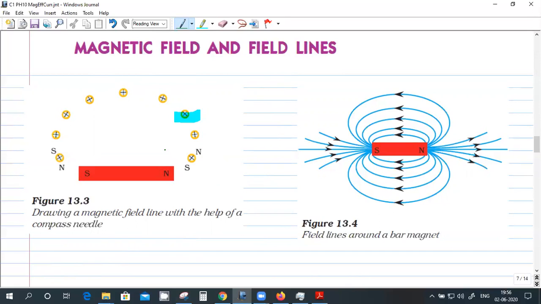Suppose the magnetic needle is like this. This is the North Pole. So when it is here, it will be like this. At this point, the North Pole will be here. Here the North Pole will be like this.